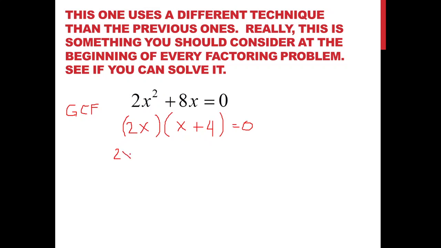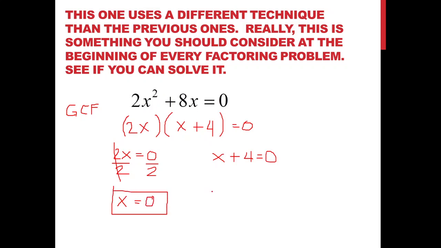2x is equal to 0, and the other factor, x plus 4, equals 0. Solving for x here, you need to eliminate the numerical coefficient. Divide it by 2 on both sides. So you have x, 0 divided by any number is equal to 0. So 0 is your first value of x.